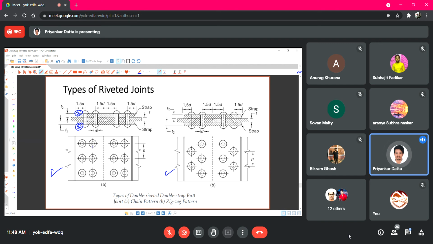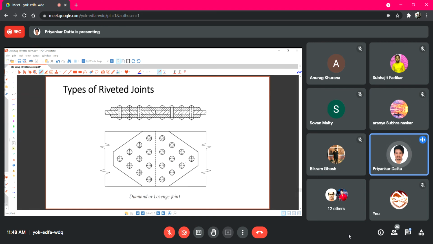And again, the orientation like before, maybe in chain format or maybe in zigzag format. So again, the relationship between pitch, back pitch, and the transverse pitch, all the values are similar, and the distance of margin, everything is mentioned here. So easily you can calculate in most of the cases if you know the diameter, shank diameter of the rivet, right?